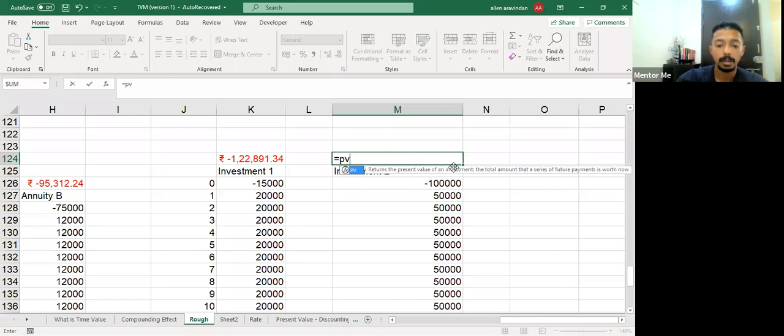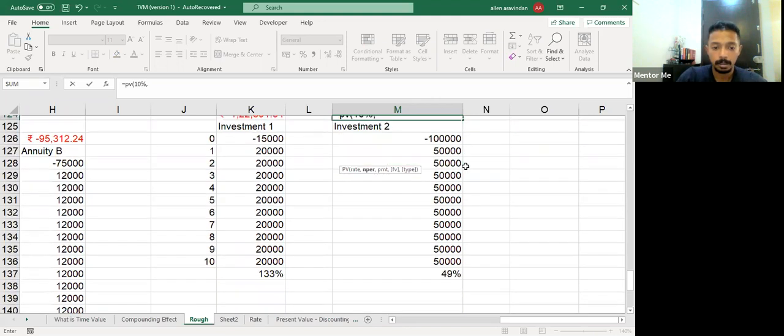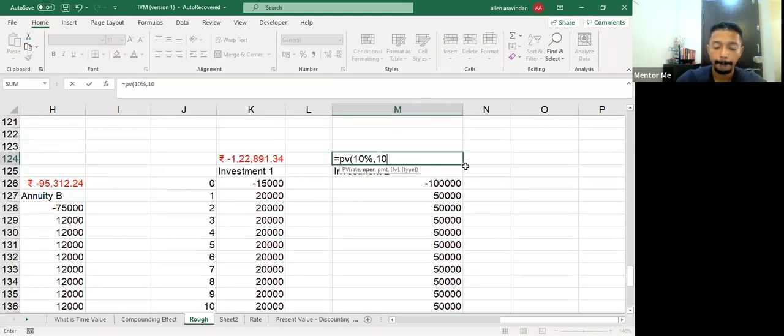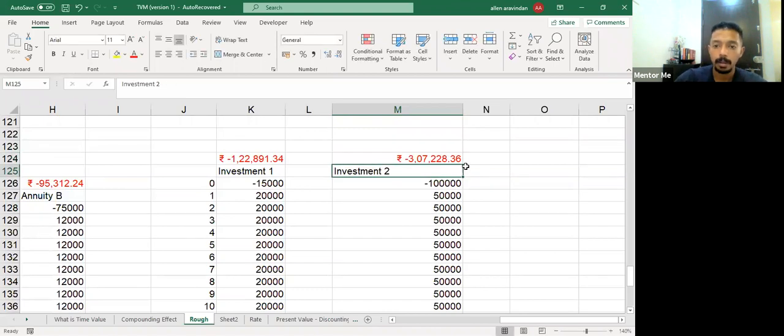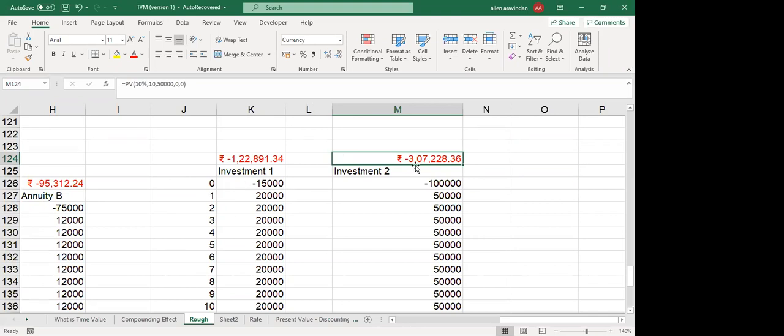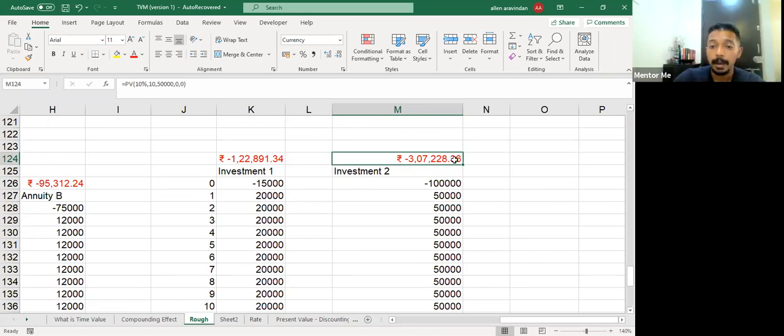Let's do the same thing here. PV, rate is again 10%, same case. NPER is 10. PMT is 50,000, future value 0, type is 0. Where is the present value higher? Investment 2. Right. Now let's go one step ahead.